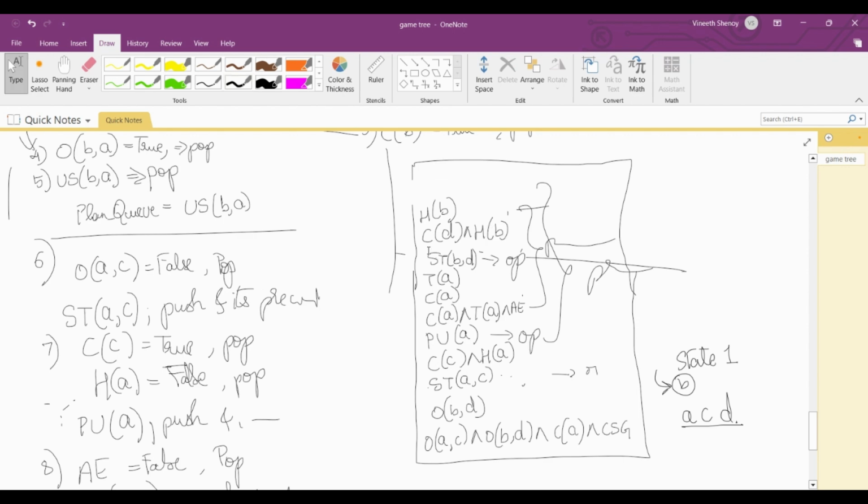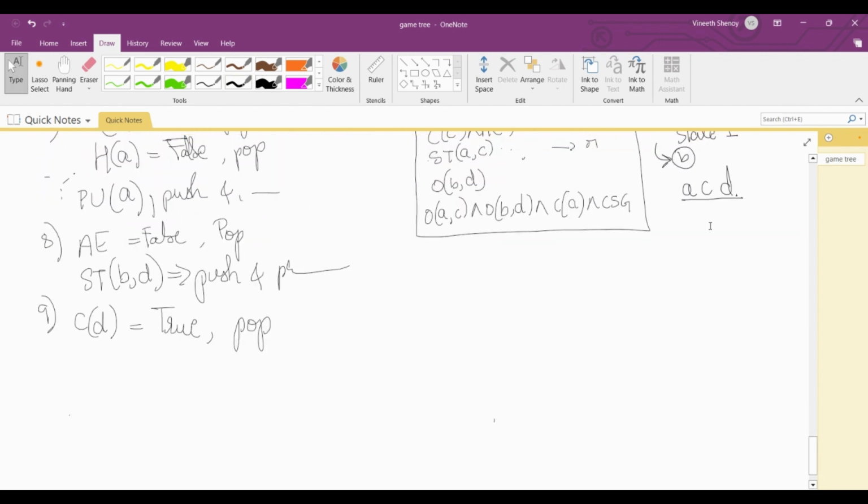Next thing we have is hold of B. Is B held by the arm? Yes. So hold of B is equal to true. So now is the sub goal satisfied, that is C of D and H of B? Is it satisfied? Yes. So right now you can perform the operation, that is stack of BD. You can perform stack of BD.